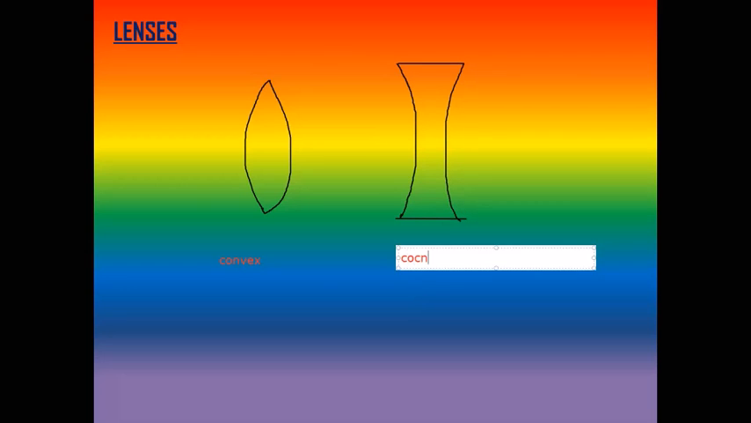And the opposite, the lens which is thicker near the edges and thinner at the center, that is known as a concave lens.